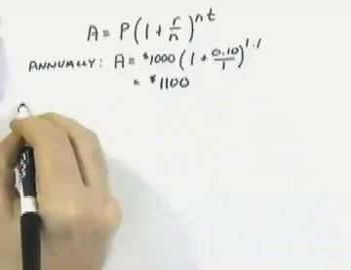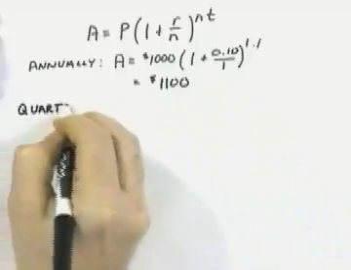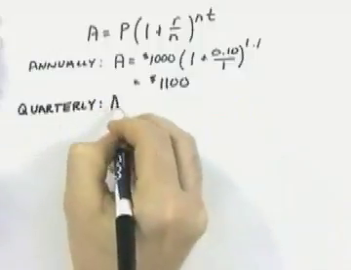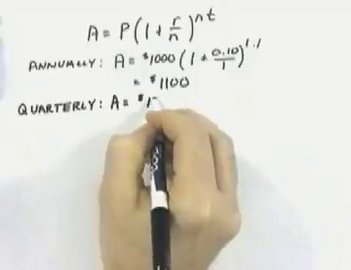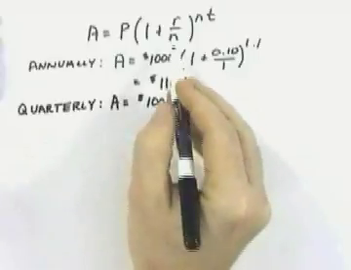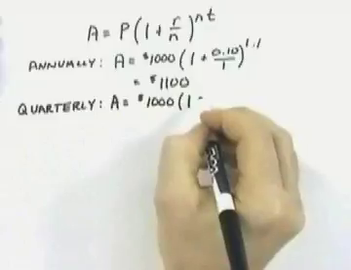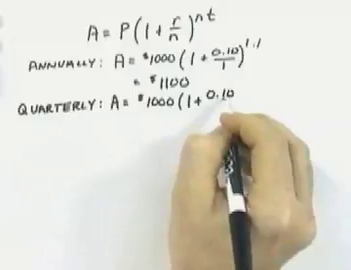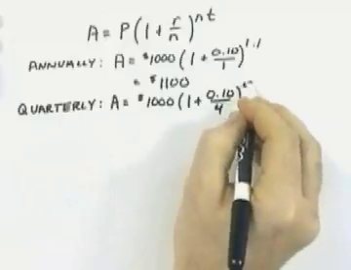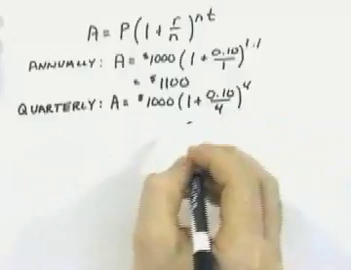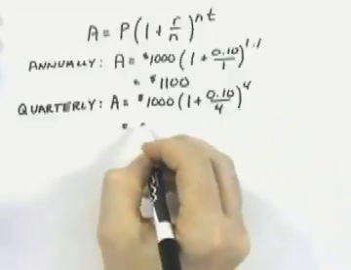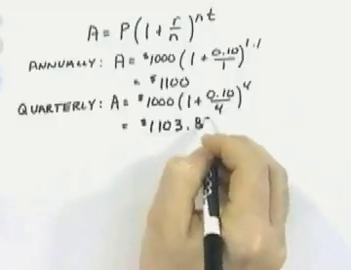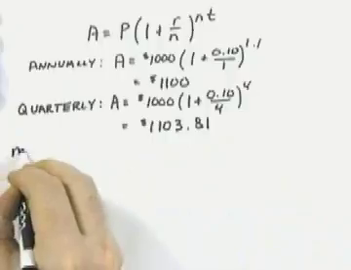Now suppose that we compound quarterly. If we compound quarterly, that means that we're earning interest 4 times in the year. If I earn interest 4 times in the year, then my value of N is going to be 4. So I have the future value A is equal to $1,000 times 1 plus 0.10 divided by 4 raised to the 4th power. If I work this out, I get $1,103.81.